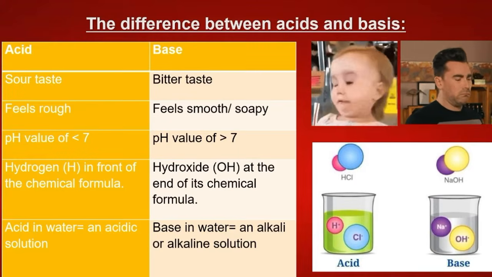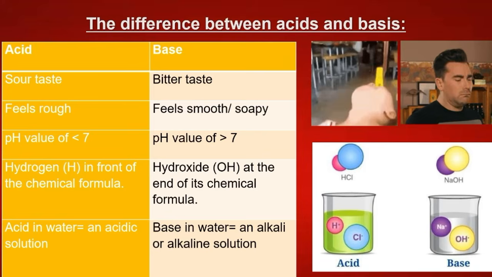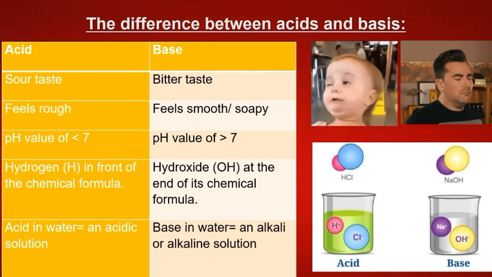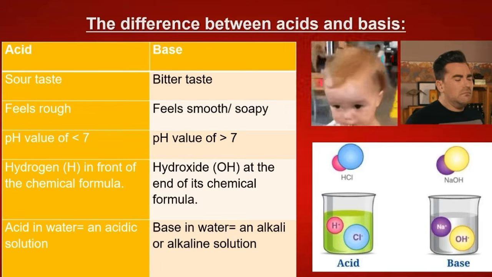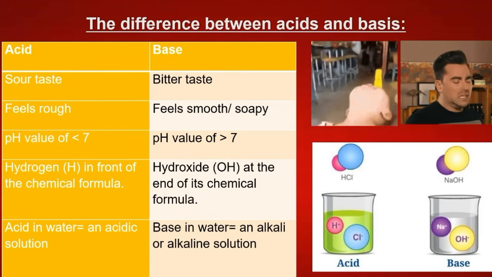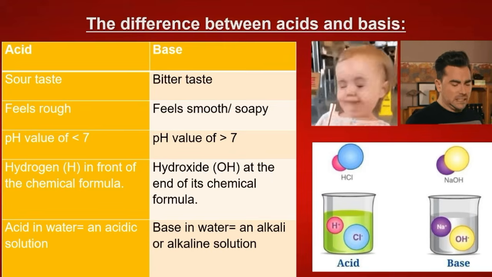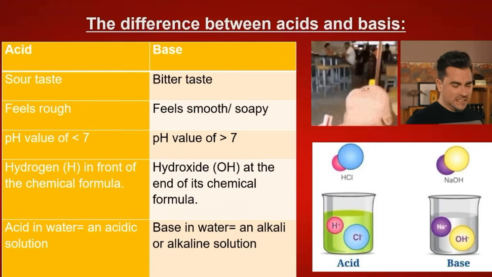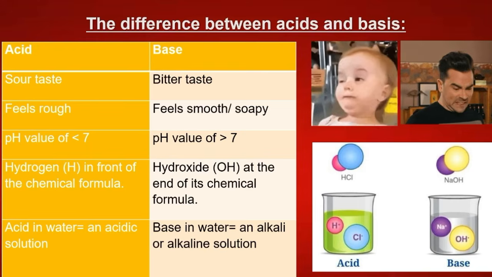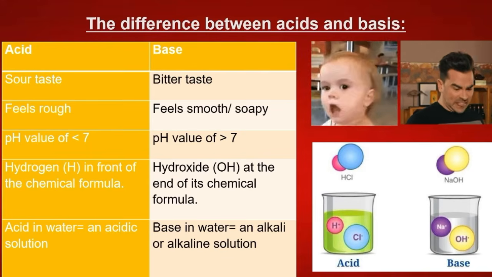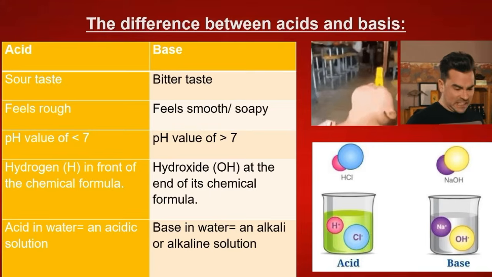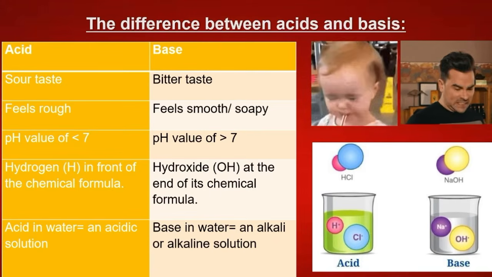Let's have a look at what the differences are between acids and bases. So acids tend to have a sour taste if they are safe enough to taste, and bases tend to have a bitter taste. Acids, if you were to feel them, obviously in a safe manner, would feel rough, and bases would feel smooth or soapy. With regards to the pH value, acids have a pH value that's less than 7, and bases have a pH value which is more than 7.